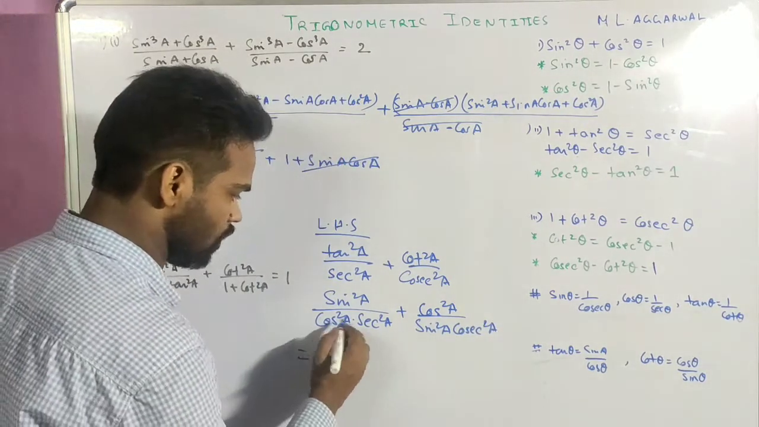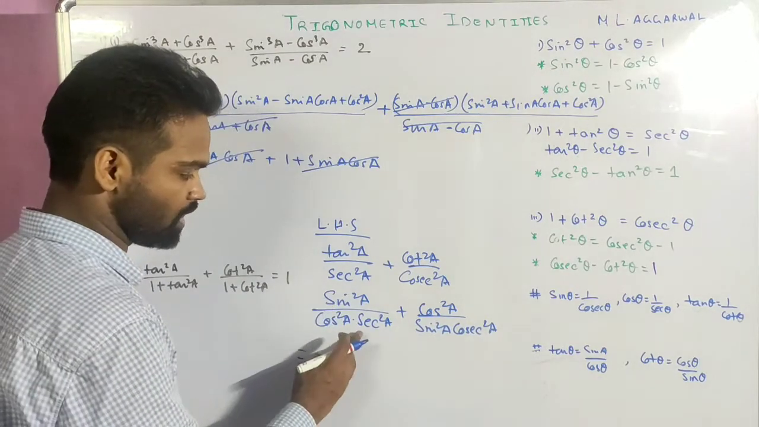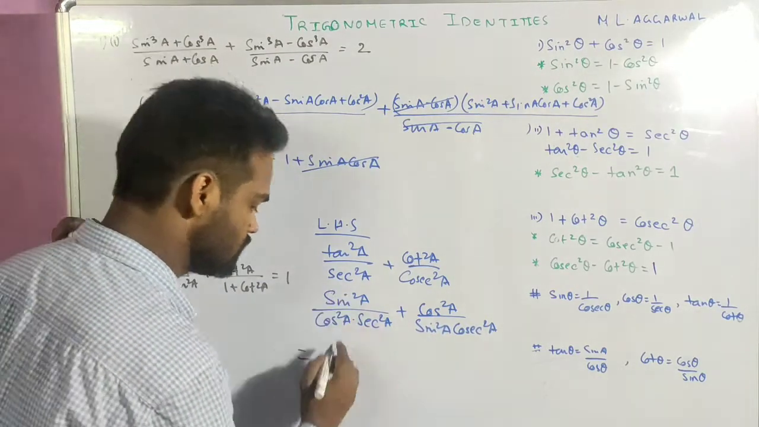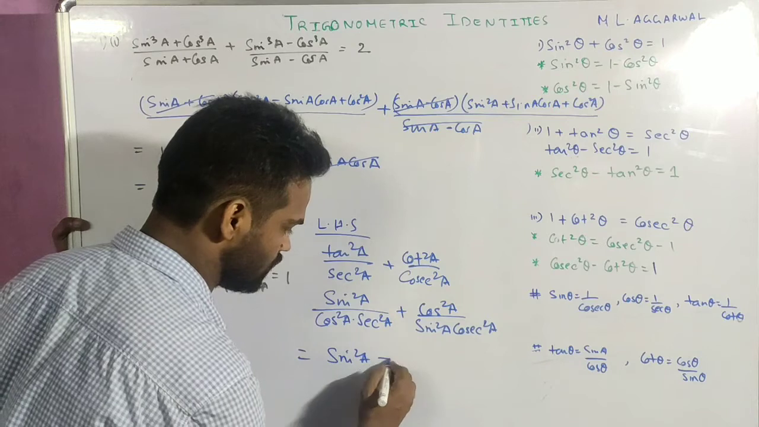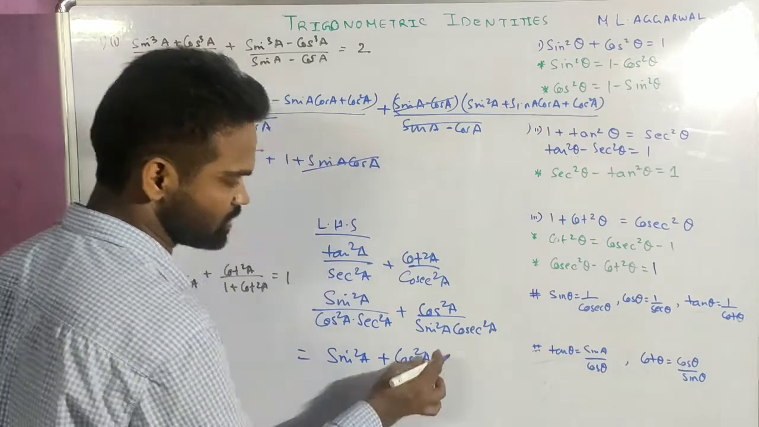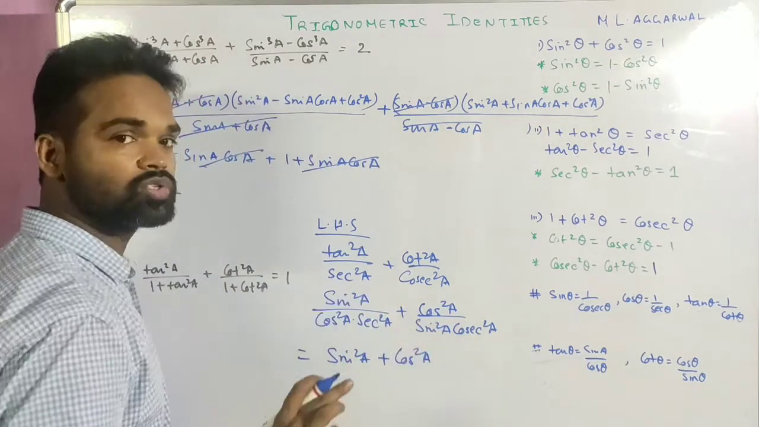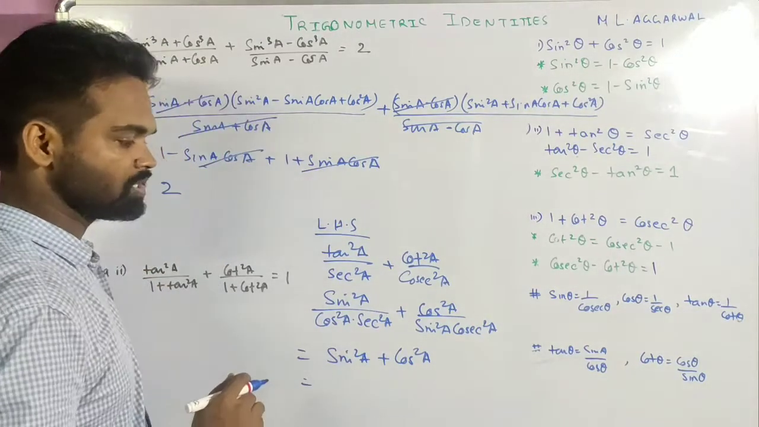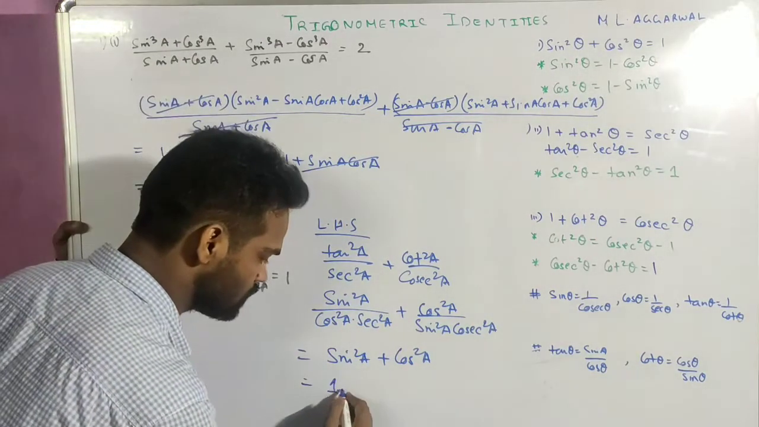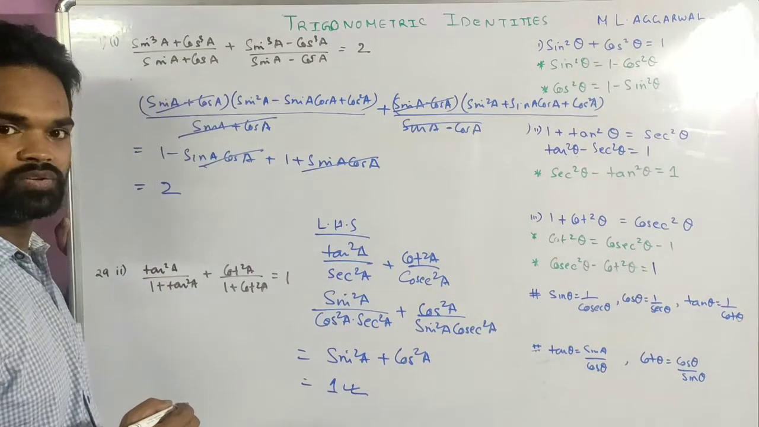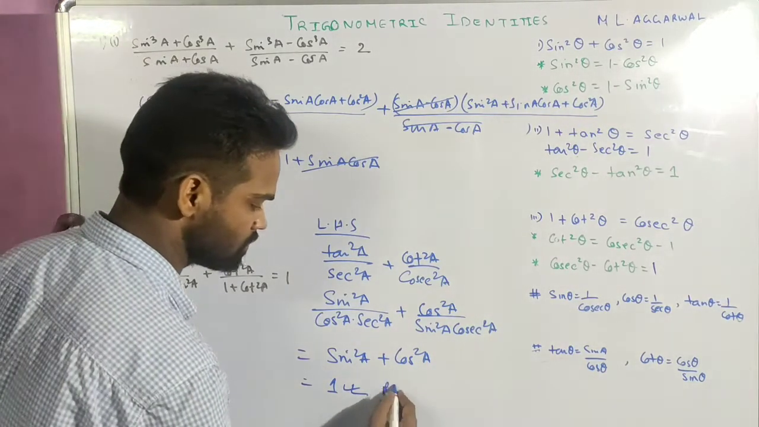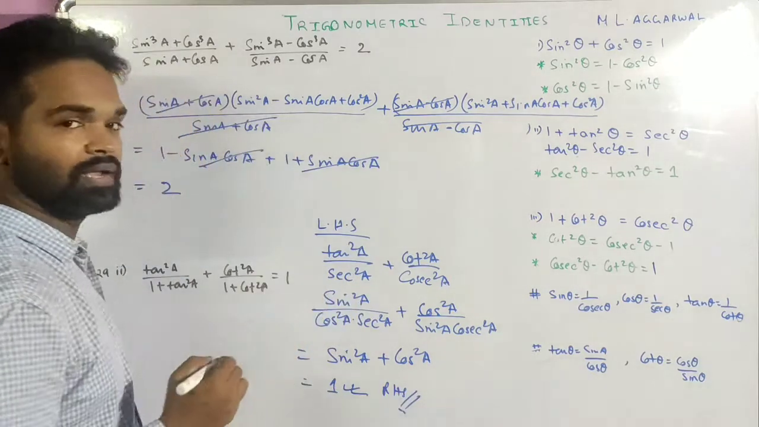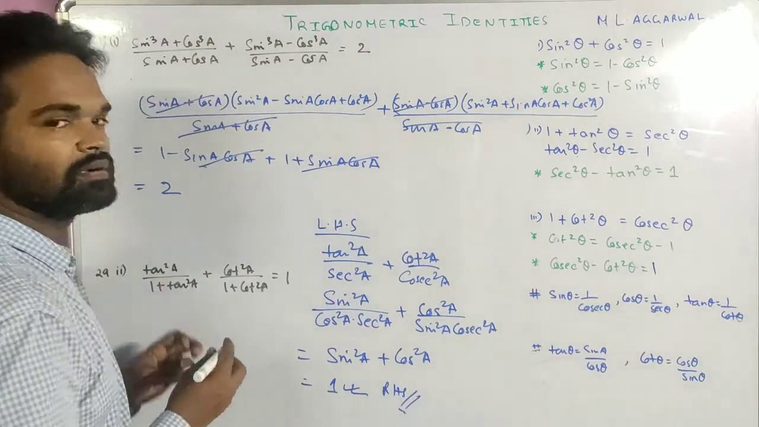Now, cos and sec are reciprocal, which means cos square A multiplied by sec square A is 1. So, sine square A plus cos square A will be left. Similarly, over here, sine square A into cos square A, cosec square A is 1. Now, sine square A plus cos square A is 1. That's your answer, okay? That's RHS. Done. Now let us look at the next sum.